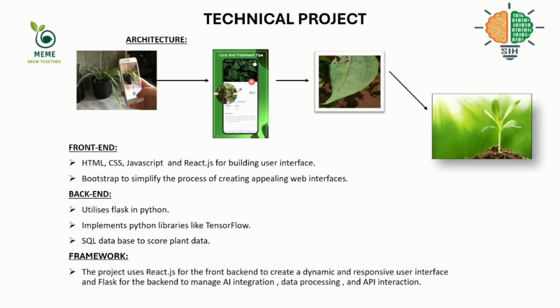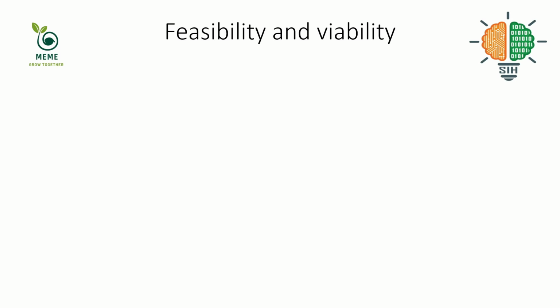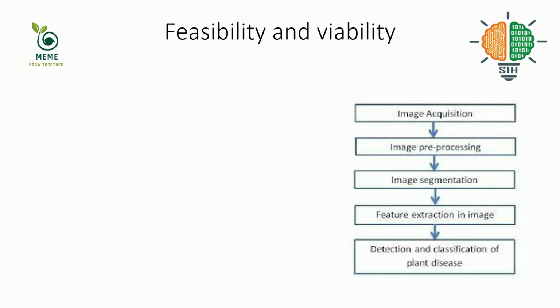The user interacts with the front end, such as by uploading a plant photo, and the image is sent to the Flask backend through an API call. Flask receives the image and uses TensorFlow to analyze it. If needed, Flask queries the SQL database for additional data. Flask sends the analysis results back to React.js, which updates the UI to display the findings and suggestions to the user.